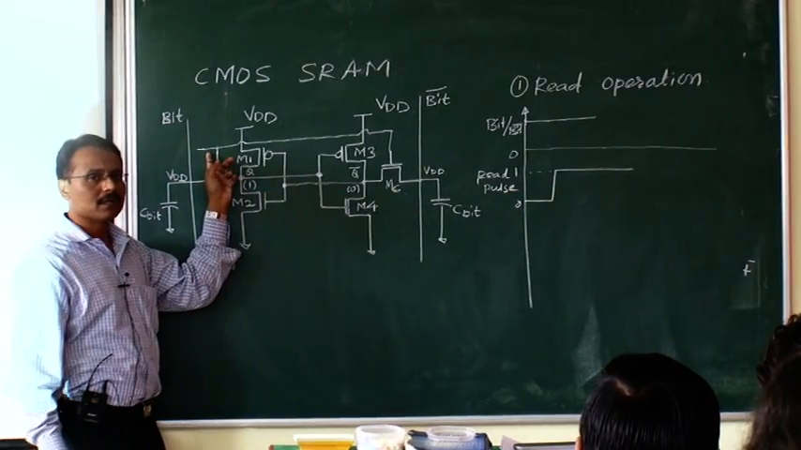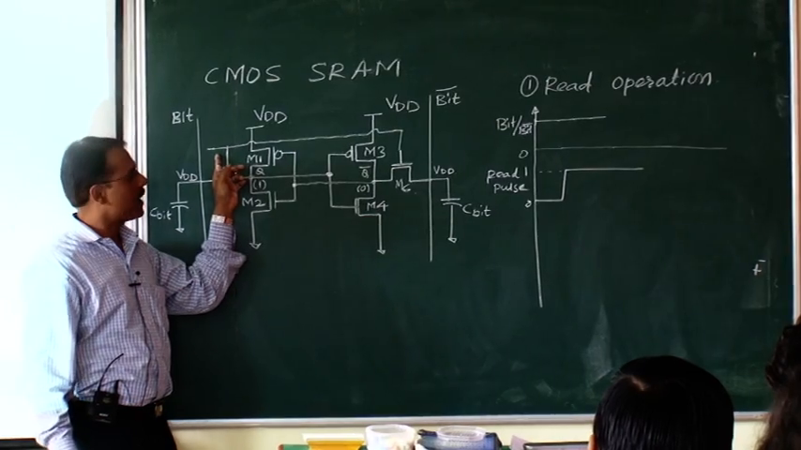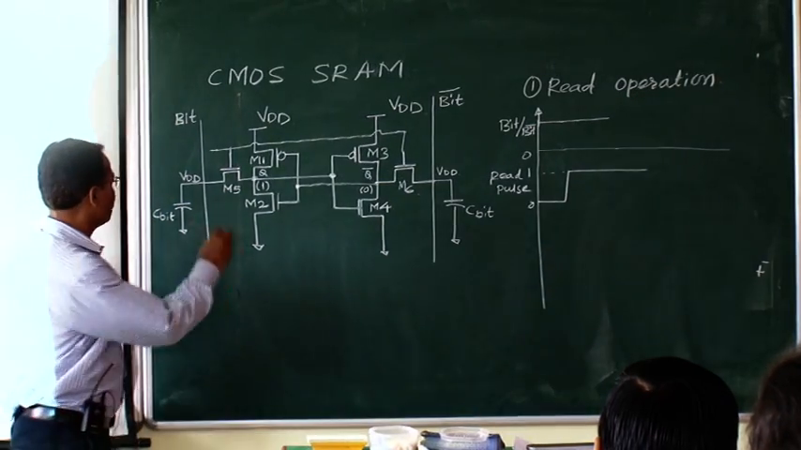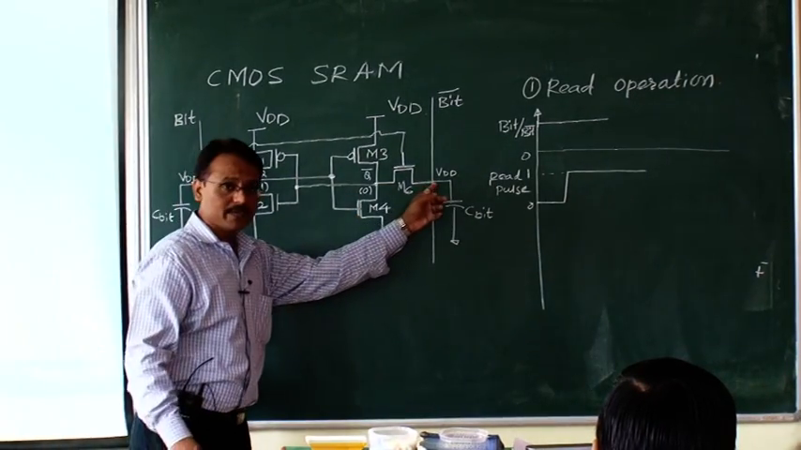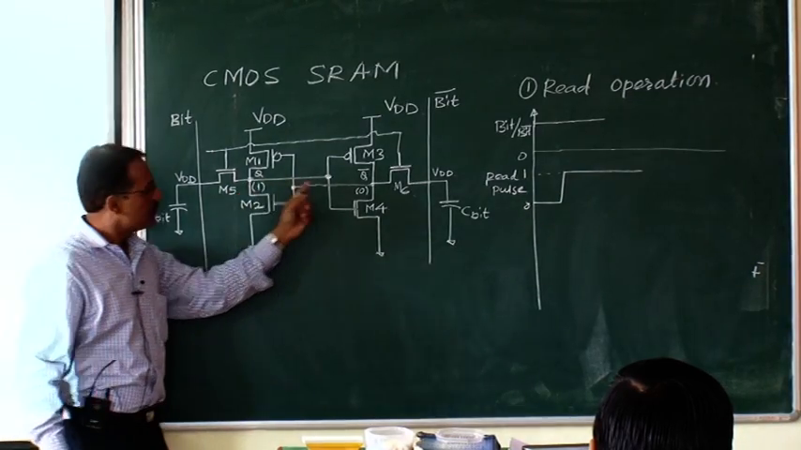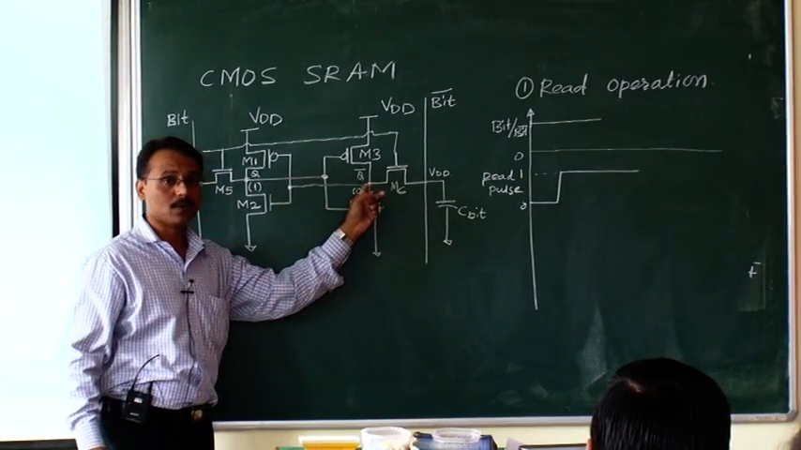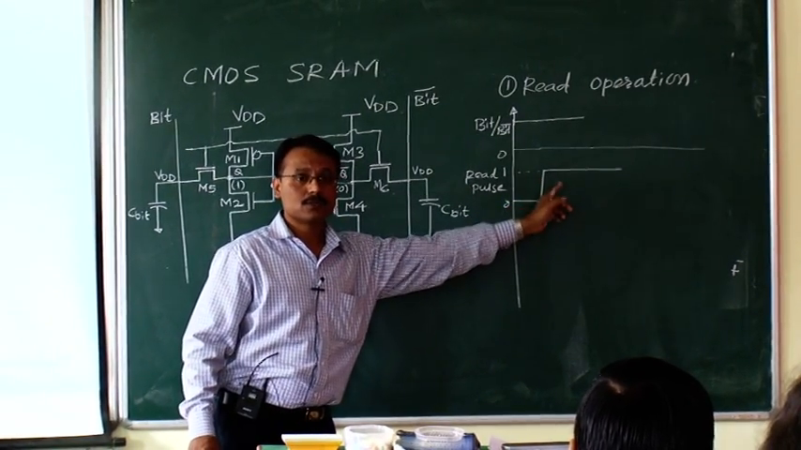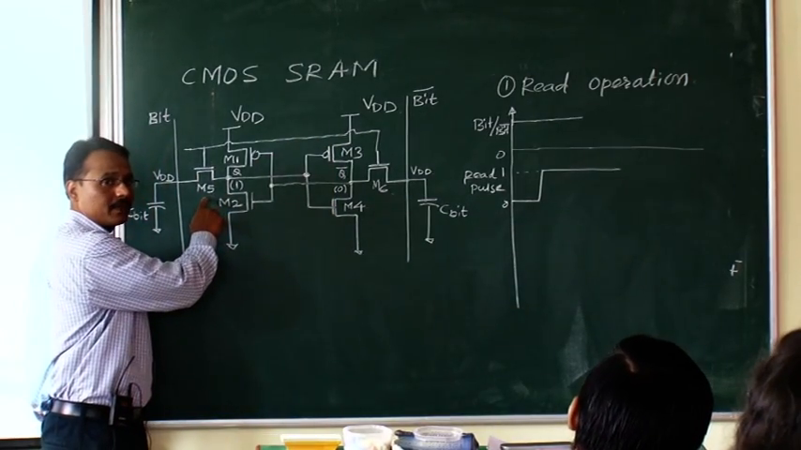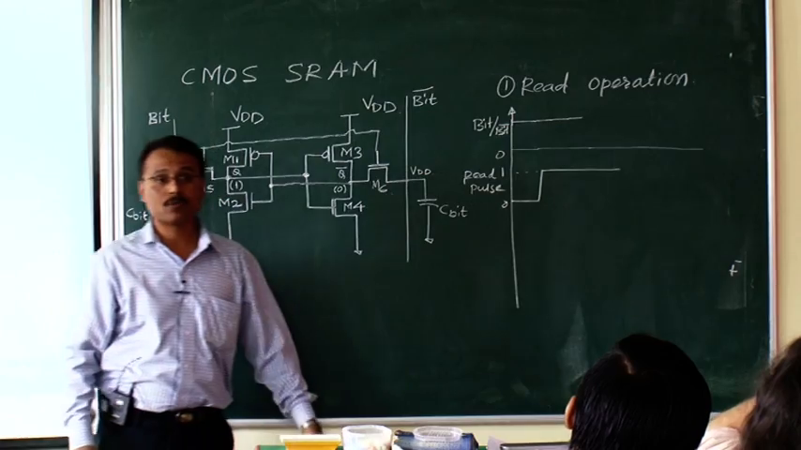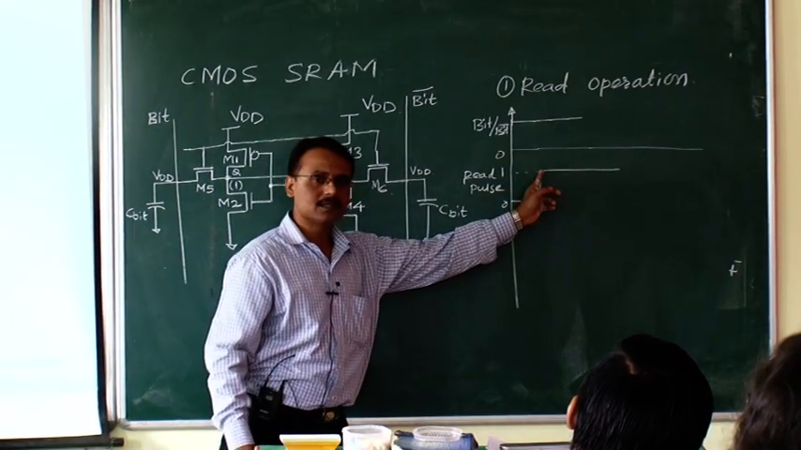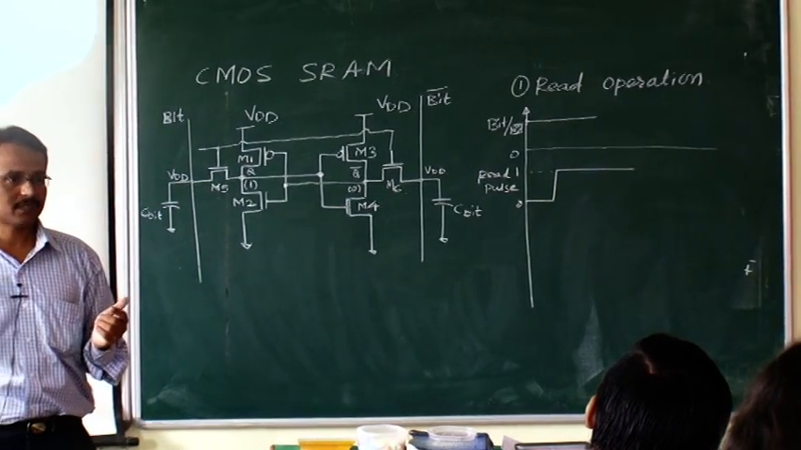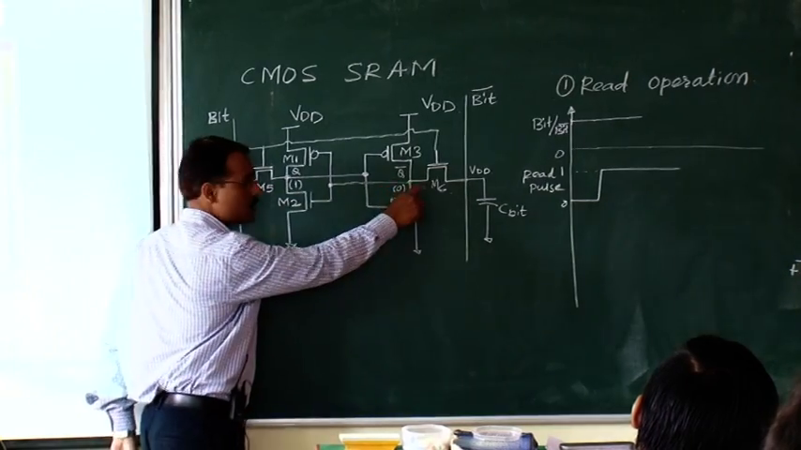Now tell me what happens. Now you can know the situation. This voltage is VDD, this voltage is VDD, this voltage is 1, this voltage is 0. Yes or no? And now at this instant I am applying read pulse. So what happens? M5 turns on and M6 also turns on. Why? Because this pulse, its highest voltage is VDD, which is greater than threshold voltage of M5 as well as M6. Yes. So therefore M5 also turns on, M6 also turns on.